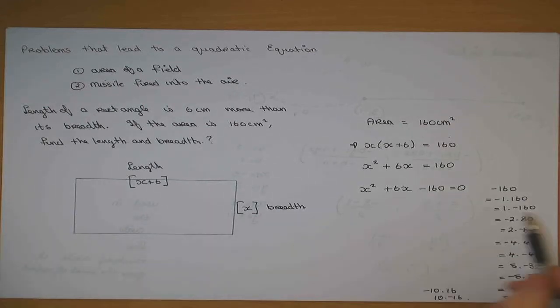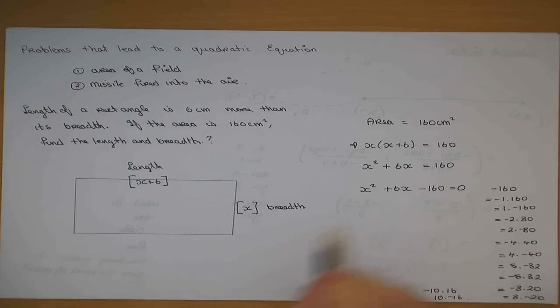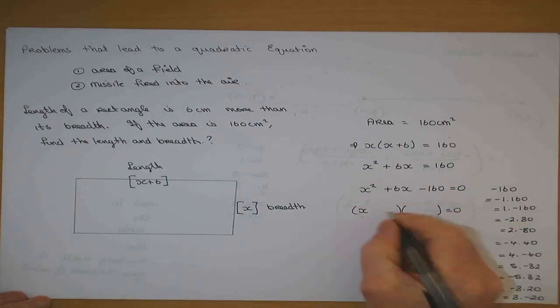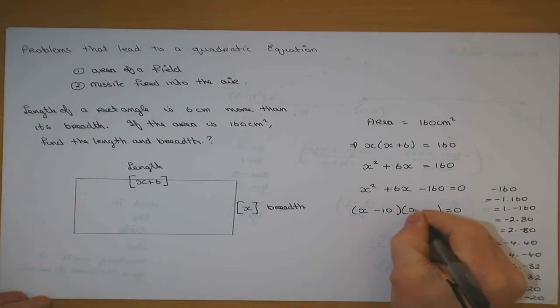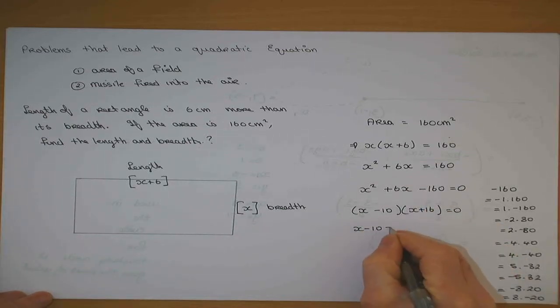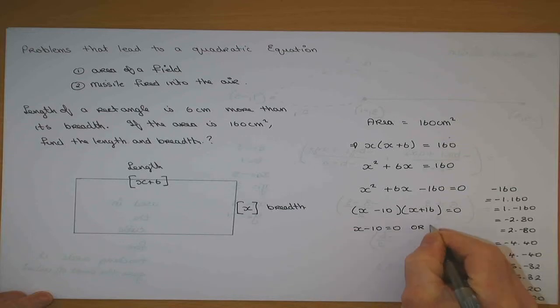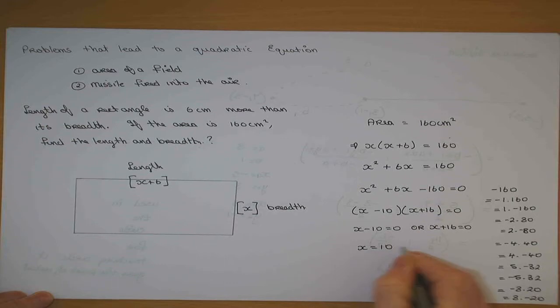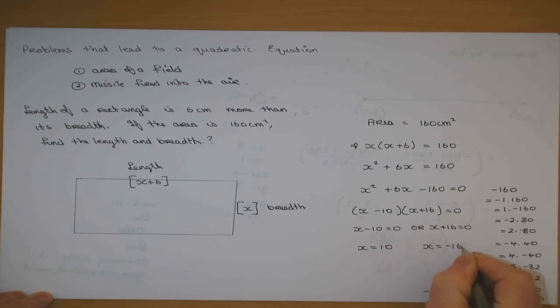Now, every one of them pairs of factors multiply out to give me minus 160, but only one of them will add up to give me plus 6. So x minus 10 by x plus 16. That is correct. So therefore, x minus 10 is 0, or x plus 16 is 0. x is equal to 10, or x is equal to minus 16.